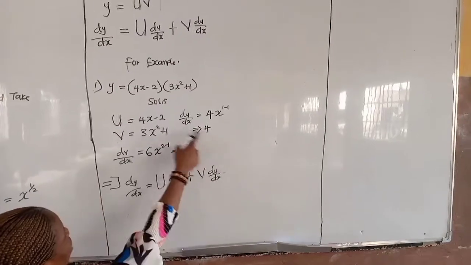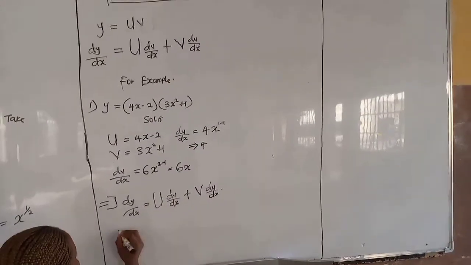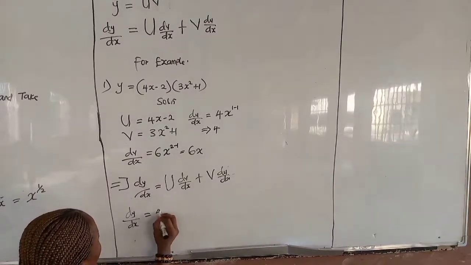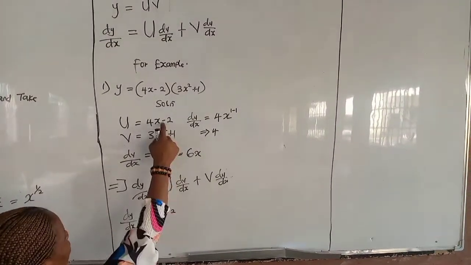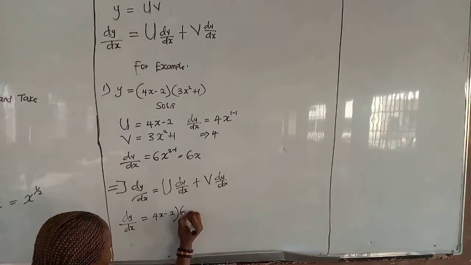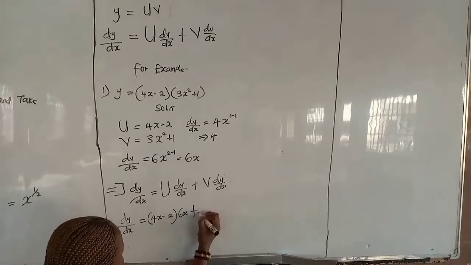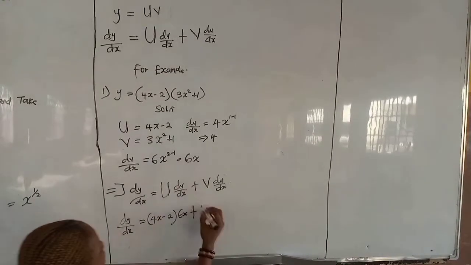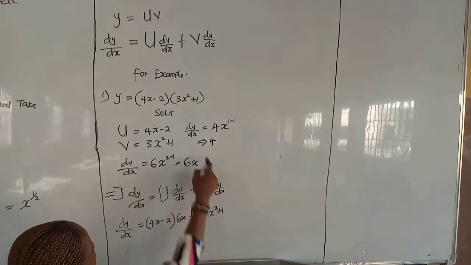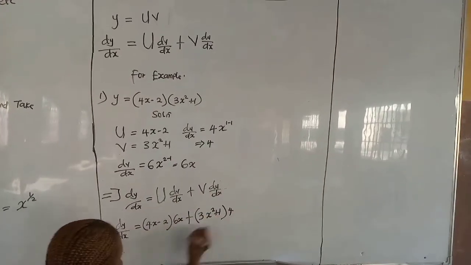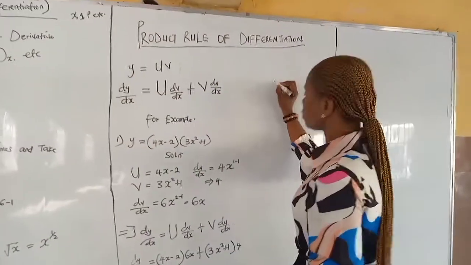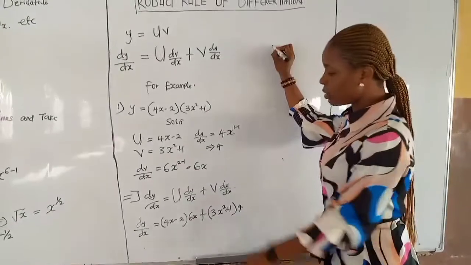I have to substitute all the values that I have into this, so that my dy/dx is what? What is my u? 4x minus 2. My dv/dx is 6x, so I multiply with 6x. Plus, what is my v? 3x squared plus 1. And what is my du/dx? 4. So I multiply with 4. So let's pick this and multiply out here.